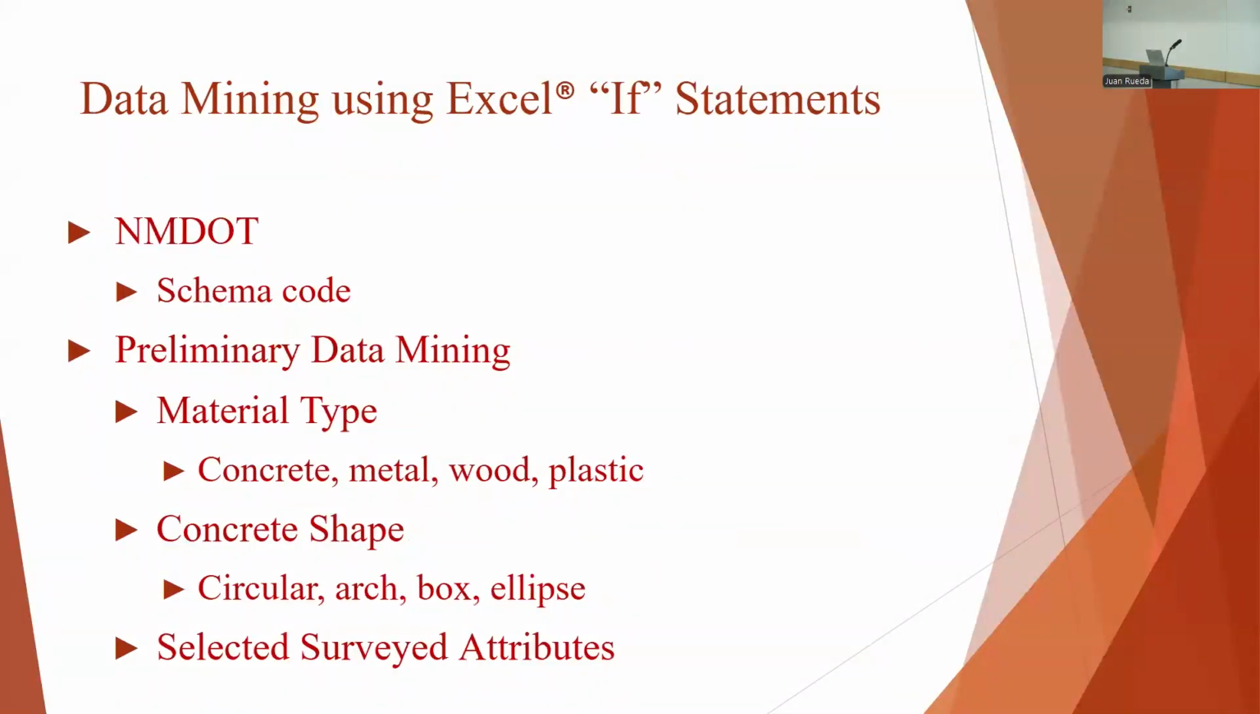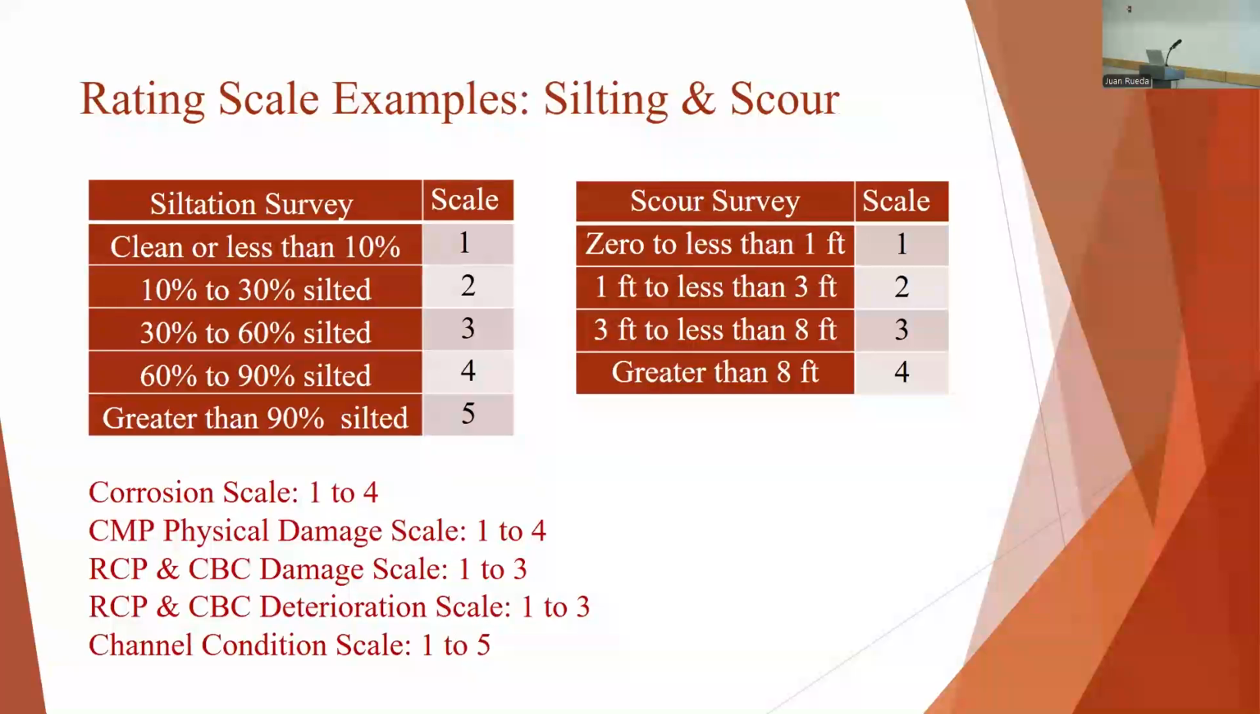So DOT came up with a schema code and a training manual for the students. And then based on that schema code and the data that they input from the inspections, we ended up mining that raw data for the material type, the shape, and then for each of the selected surveyed attributes. So here's just an example of what they came up with. Here's what the students were inspecting, trying to make a visual inspection of: oh, that's 30% silted. And then based on that code, we assign a number, a scale for each of those.